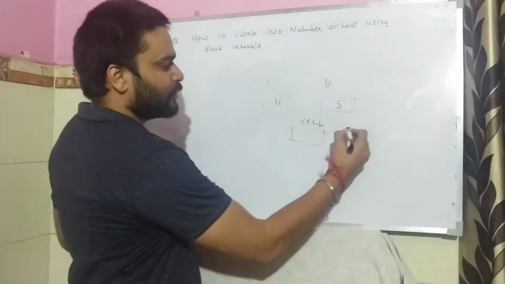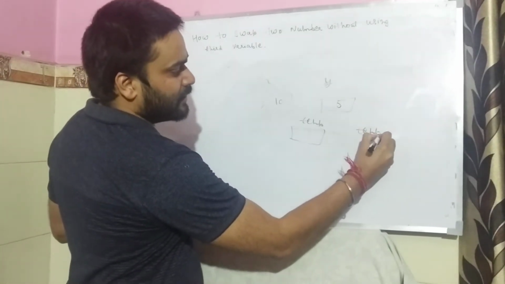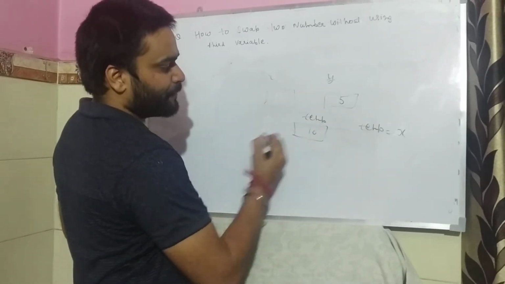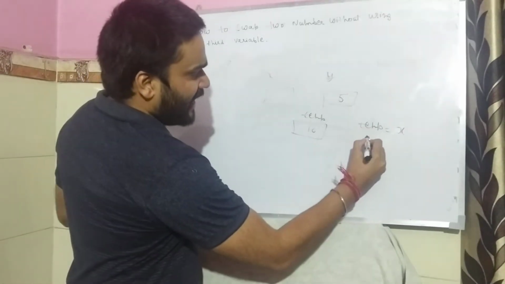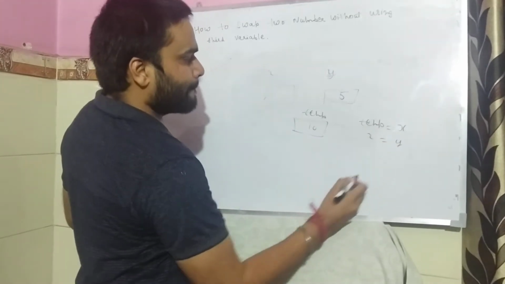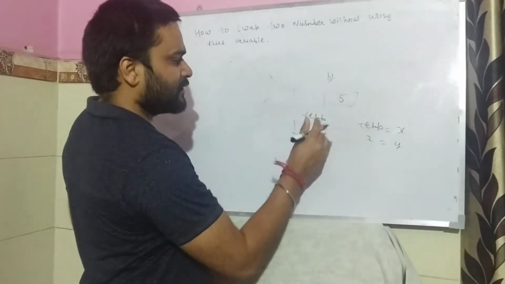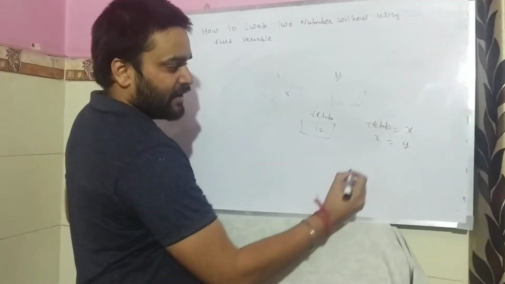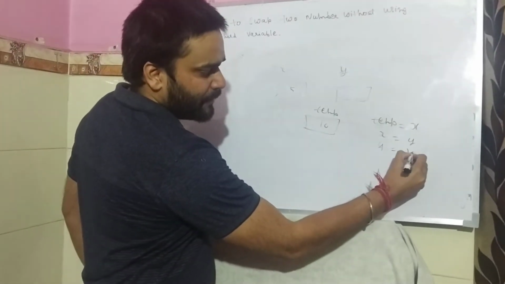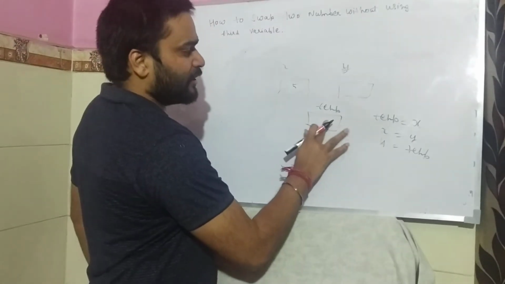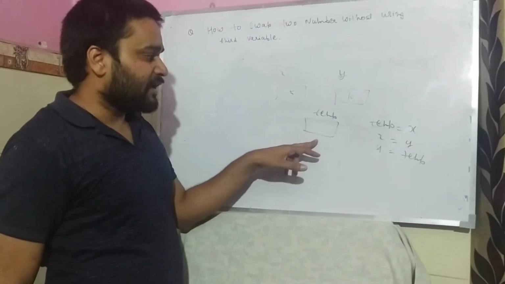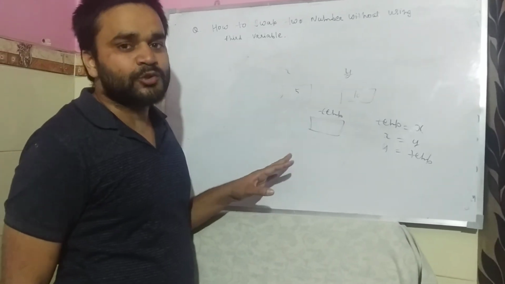So what you will do: temp equal to x, the value goes to temp. x equal to y, the value goes to x, that is 5 here. And y is equal to temp, the 10 value goes here. So now you can see, with the help of a third variable, we can easily swap these two numbers.